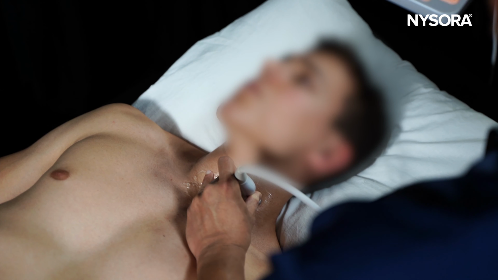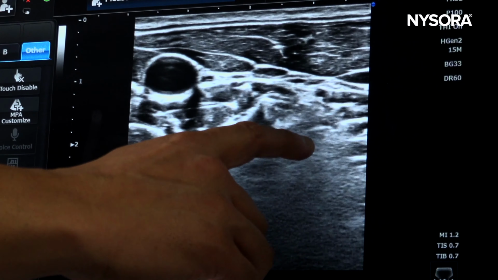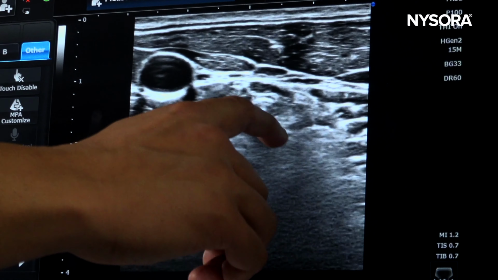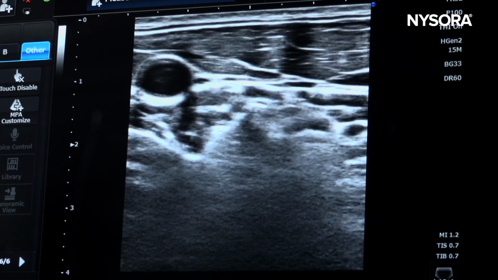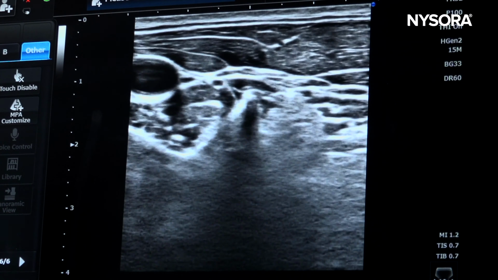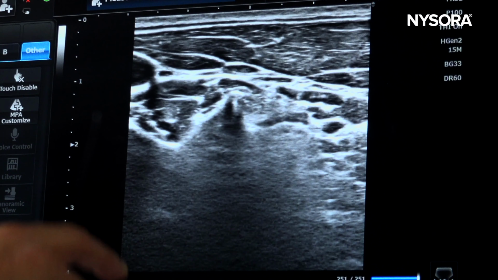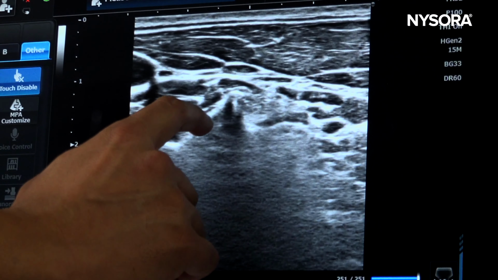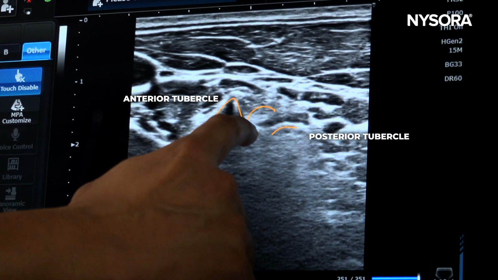So we'll do dynamic scanning, which will help us to visualize that. Here we have the anterior tubercle, and then you have the posterior tubercle, and then you have a nerve root that's coming between the two. And here, to perform the cervical selective nerve root block, this image is quite a good image to do this. We have the anterior tubercle, the posterior tubercle, and the nerve root.